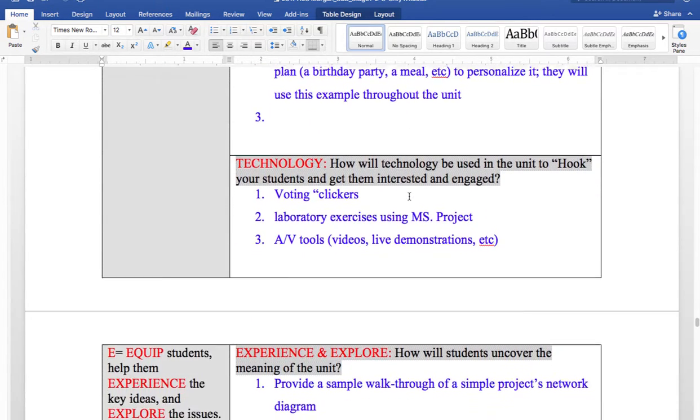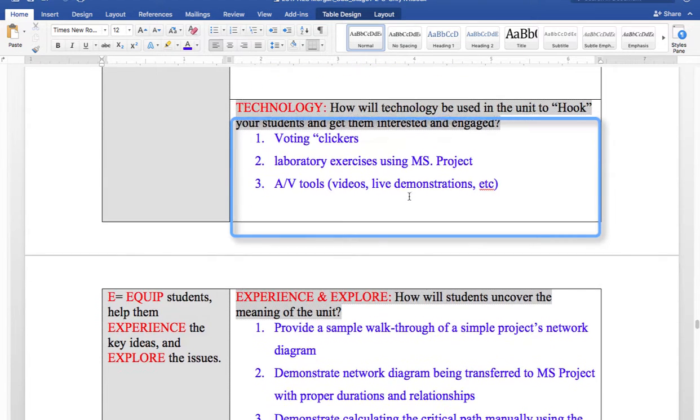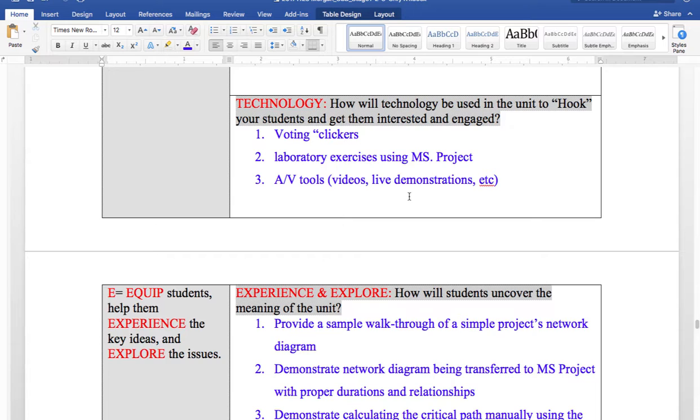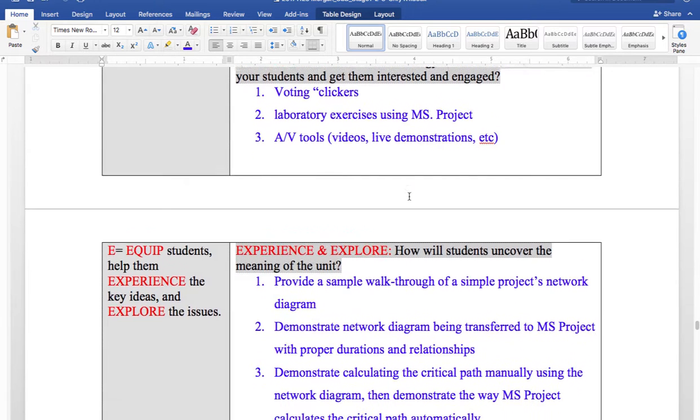And then, how will technology be used? We'll attempt to use clickers. We'll use laboratory exercises using Microsoft Project and other tools, and then audio-visual tools such as videos and live demonstrations.